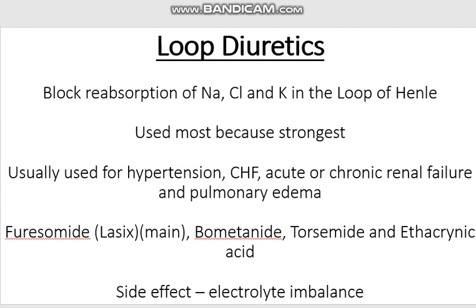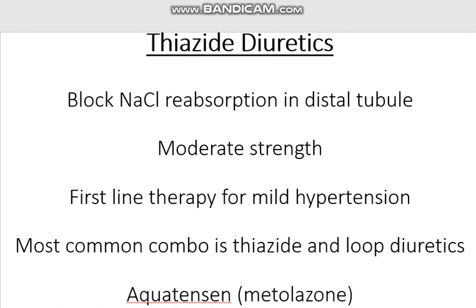Loop diuretics block reabsorption of NaCl and K in the loop of Henle. They are used most because they are the strongest. They are usually used for hypertension, CHF, acute or chronic renal failure and pulmonary edema. These drugs are furosemide, also known as Lasix, which is the main one used, bumetanide, torsemide and ethacrynic acid. The main side effect of these is electrolyte imbalance.